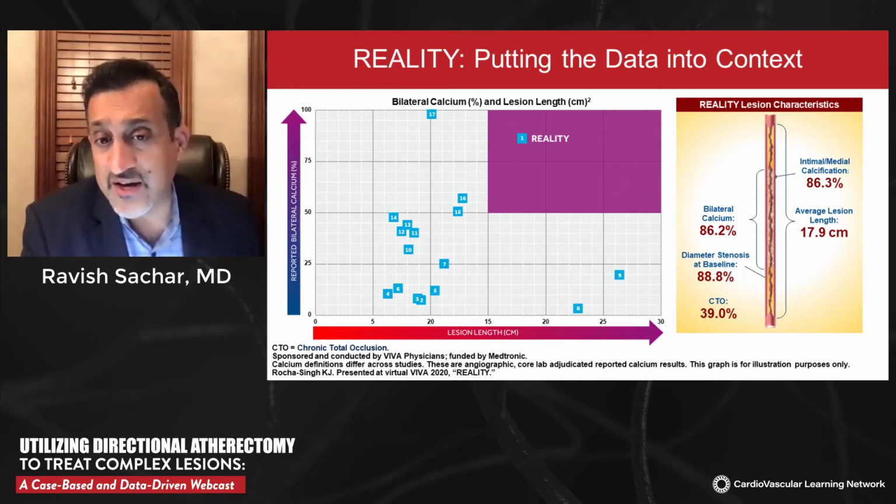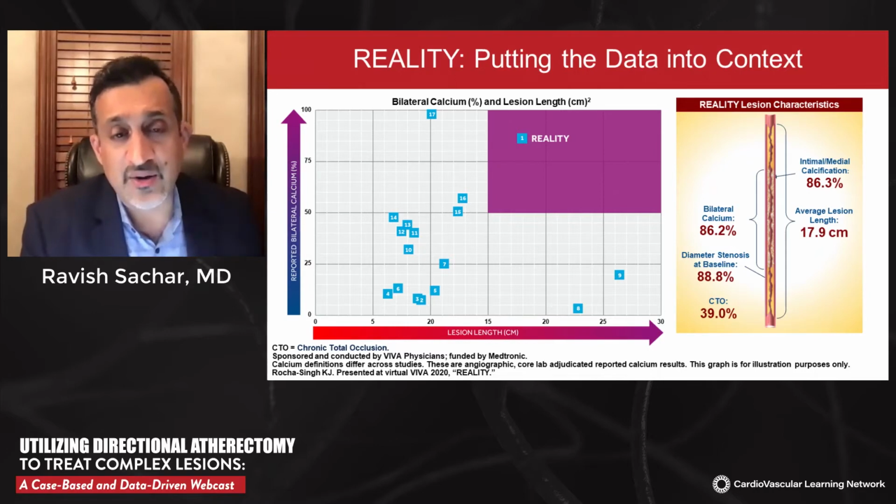this patient cohort was found at the end to have bilateral calcium in 86.2% of patients, intimal or medial calcification in 86.3% of patients, a mean baseline diameter stenosis of 88.8%, 39% of patients had chronic total occlusions, and the mean length among those patients with CTOs was approximately 23 centimeters. And the mean overall length in the study was 17.9 centimeters. So a very complex group of patients.